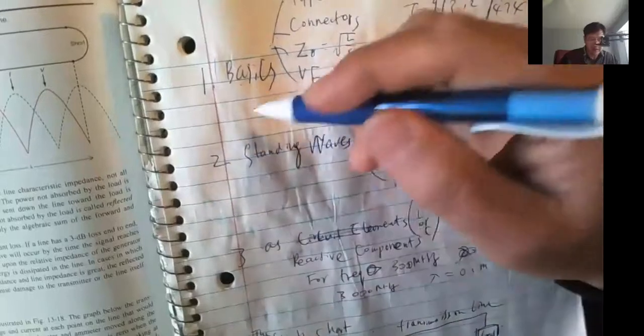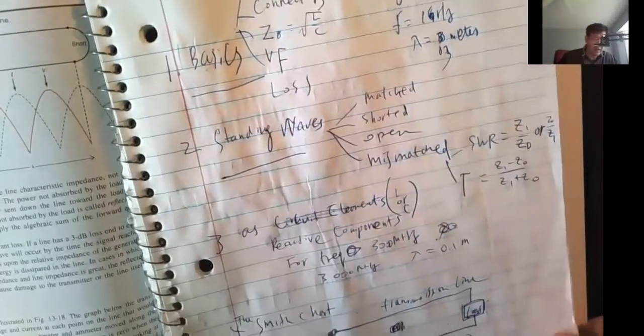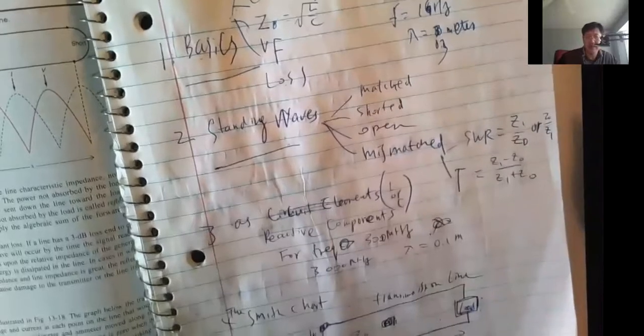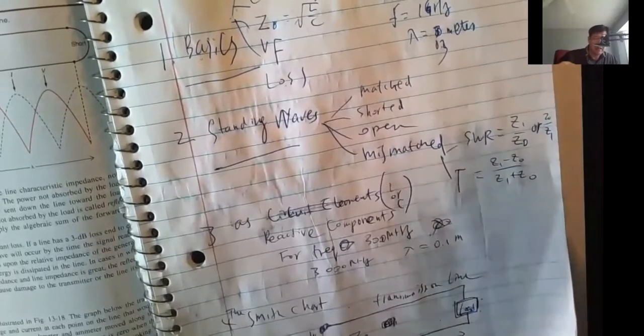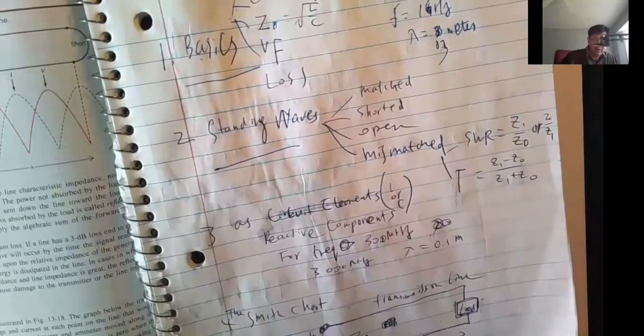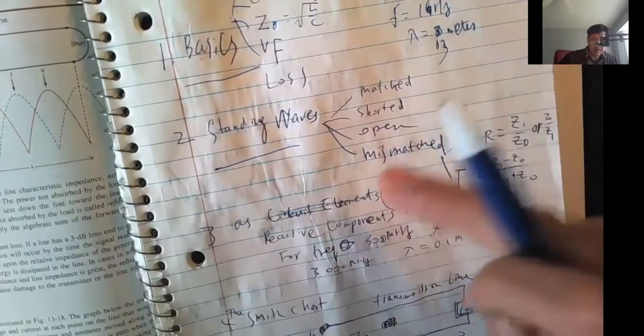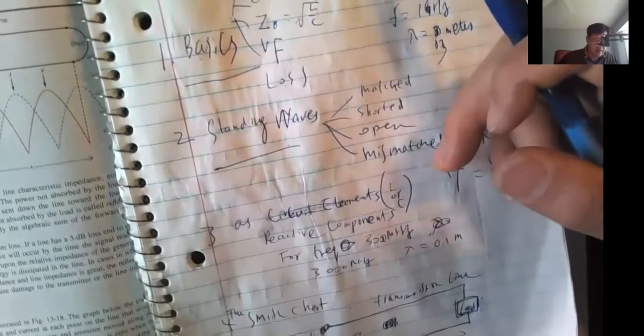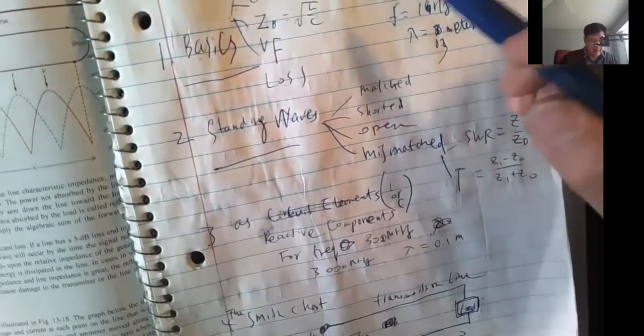So we take care of 3 topics. First is the basics. Second is the standing wave. That's something unique that happens inside a transmission line: the voltage and the current will be different. When you travel along the transmission line, you measure the voltage and measure the current. It turned out the voltage and current will be different on the transmission line.